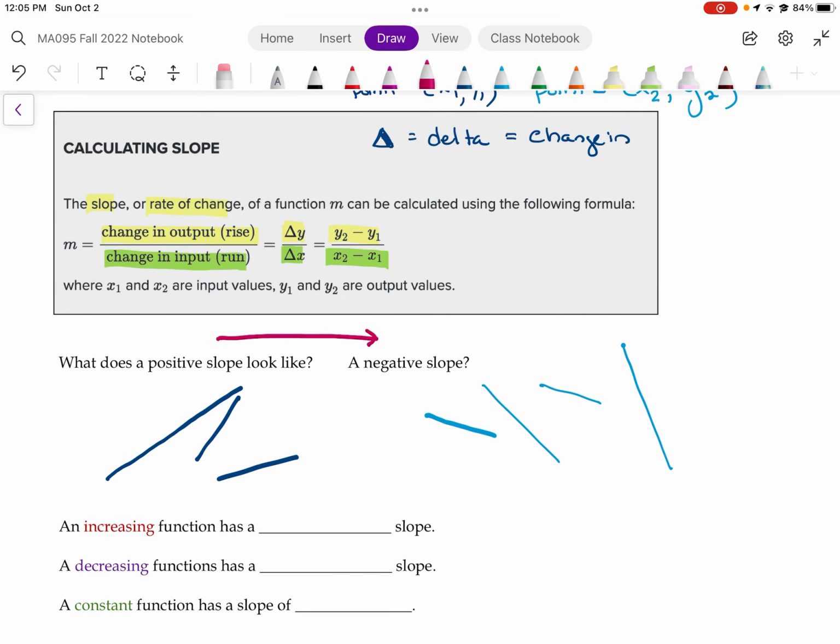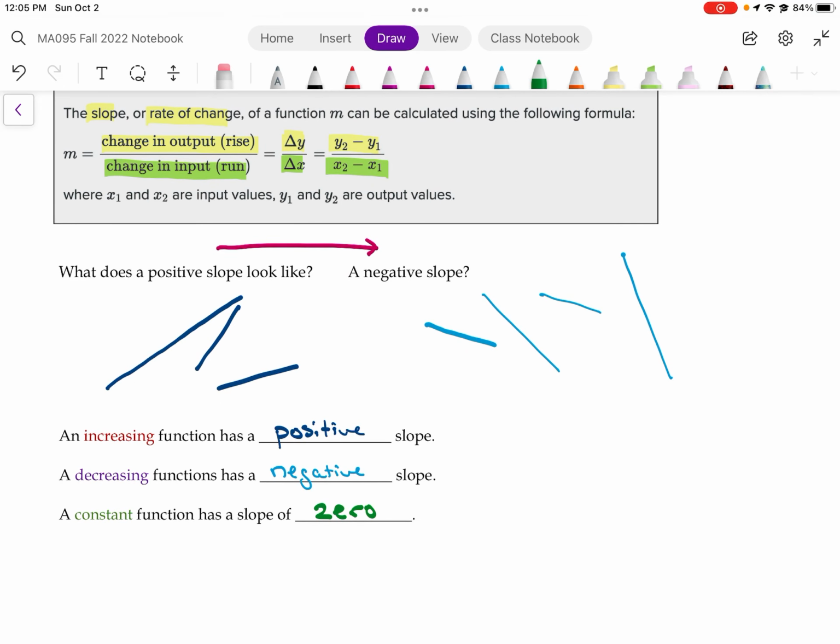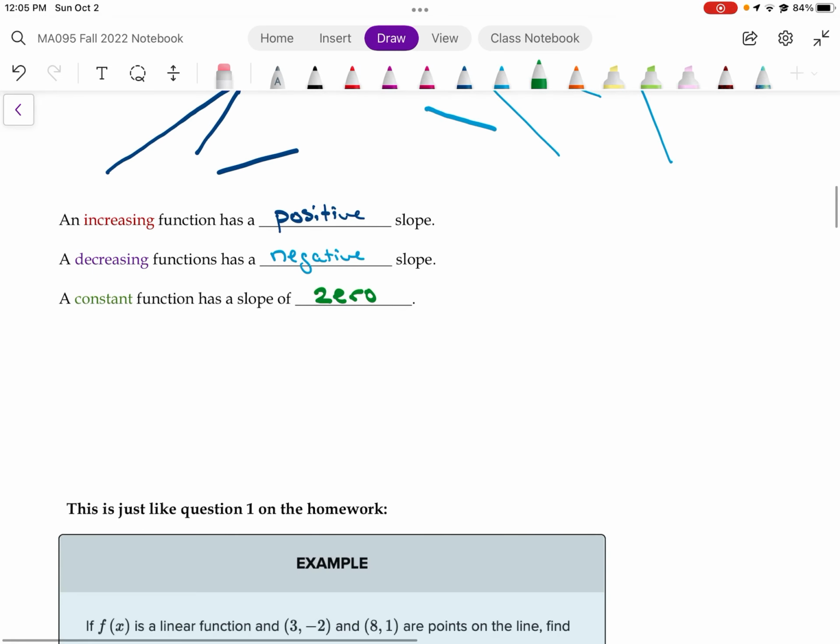All right, so an increasing function has a positive slope. A decreasing function has a negative slope, and a constant function has a slope of 0. Okay? All right, so make sure you understand increasing has positive, decreasing has negative, and constant has 0. Have that in your notes somewhere with a big star next to it.